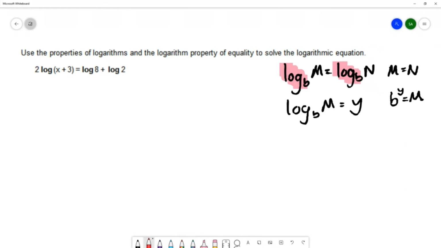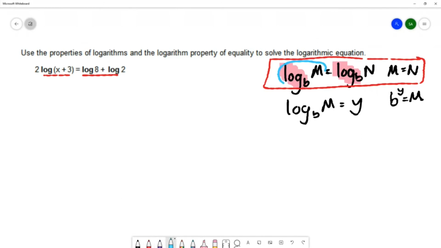So I notice that I have a log on the left and logs on the right, and so that indicates to me that I want to use this strategy because it has logs on both sides, logs with the same base on both sides. But before I can use that property, I need to have the log being isolated on one side of the equation, meaning there shouldn't be anything multiplied or added onto the log. So we have some cleaning up to do before we're able to implement this property.